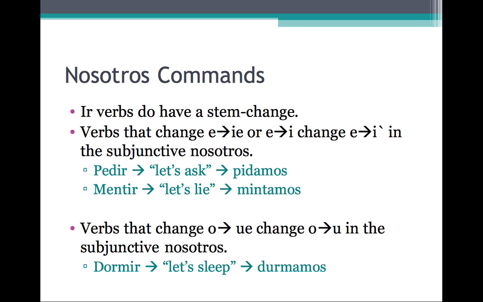Okay, so it's still going to go O to UE in the other forms, except just the nosotros form in the subjunctive is really tricky.